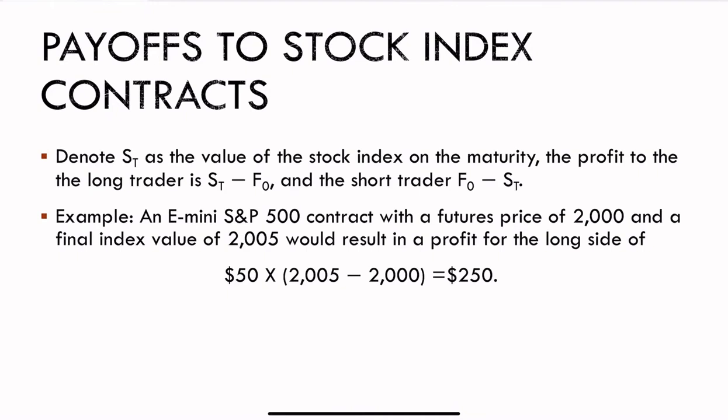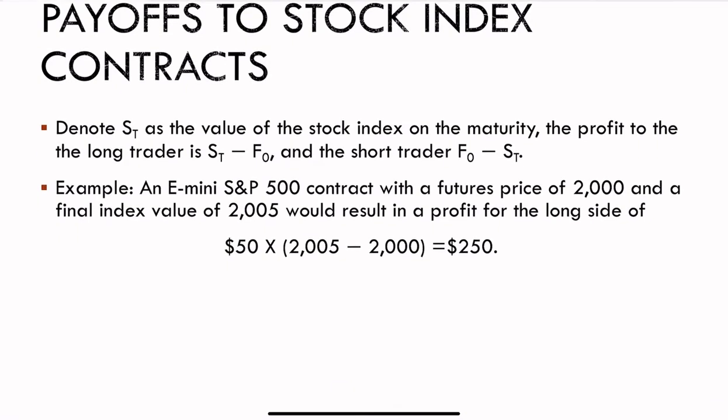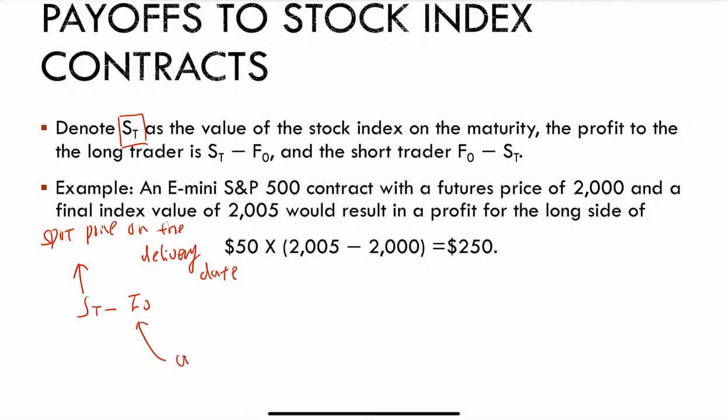Let's assume the stock index on the maturity date has a value of ST. You can see that by the definition of futures, the profit to the long side would be ST minus F0. Here, ST is the spot price on the delivery date, and F0 would be the initial futures price.